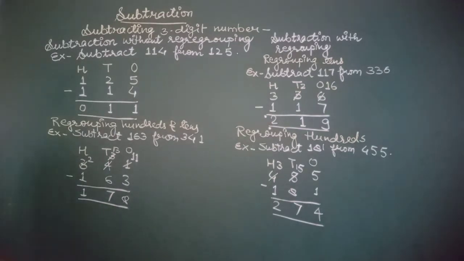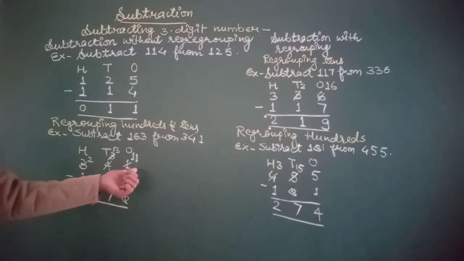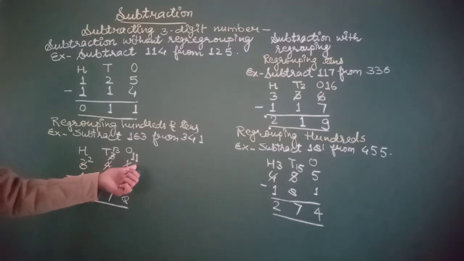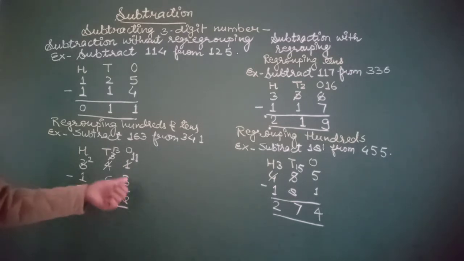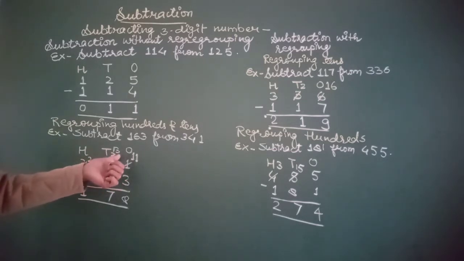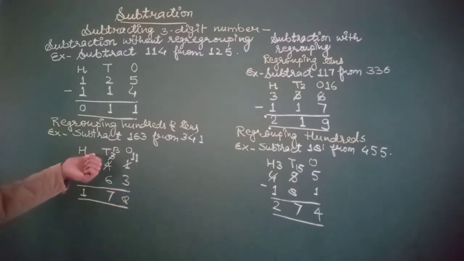Let's revise how we have to solve it. Firstly, we subtract the ones. 3 ones cannot be subtracted from 1 one. So regroup 4 tens 1 one into 3 tens and 11 ones. Now 11 ones minus 3 ones is 8 ones. And here 6 tens cannot be subtracted from 3 tens. So regroup 3 tens into 2 hundreds and 13 tens. Now 13 tens minus 6 tens is 7 tens. And 200 minus 100 is 100.